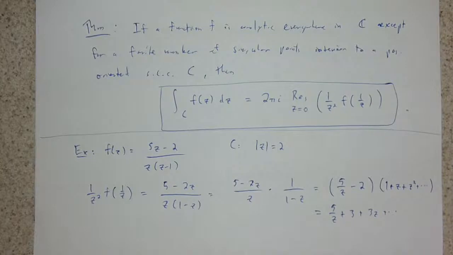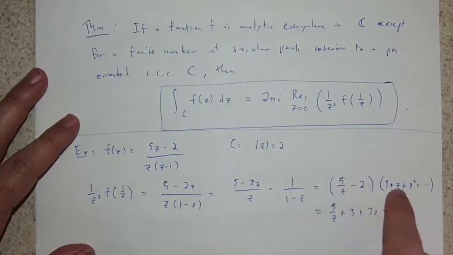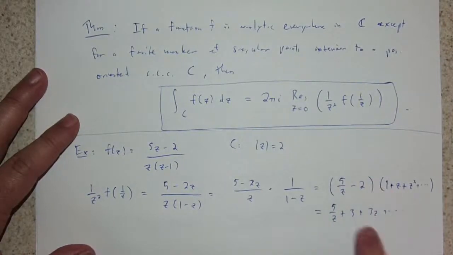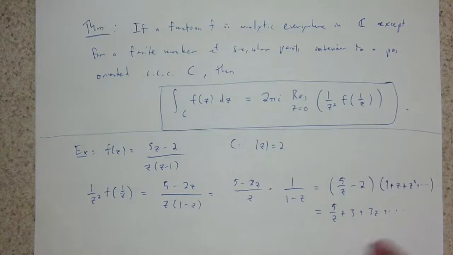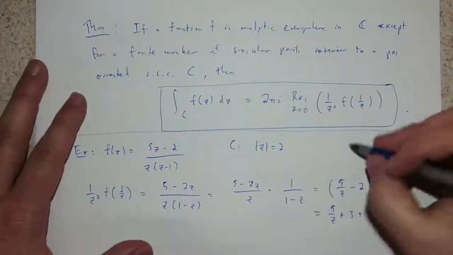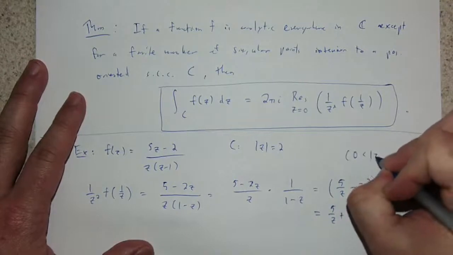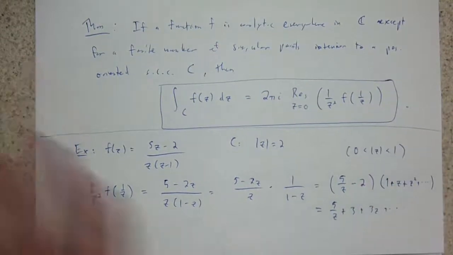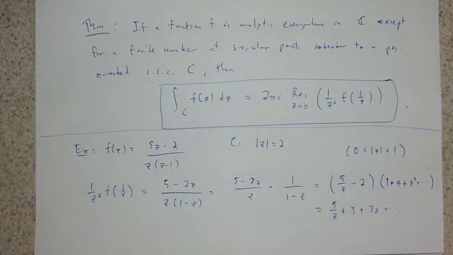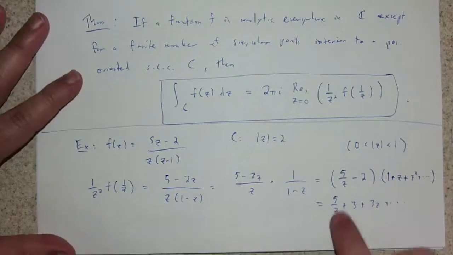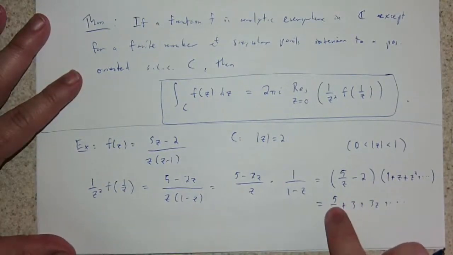Of course, the 3 comes from 5 over z times z minus 2, right? So I'm not implying there's a nice systematic way of doing that. I was just showing you a few of these. And this is for modulus of z strictly between 0 and 1. Now, doing that, my residue at infinity is 5, right?